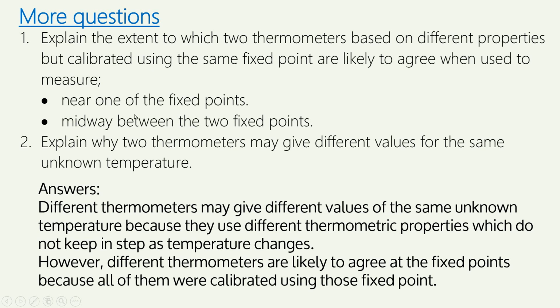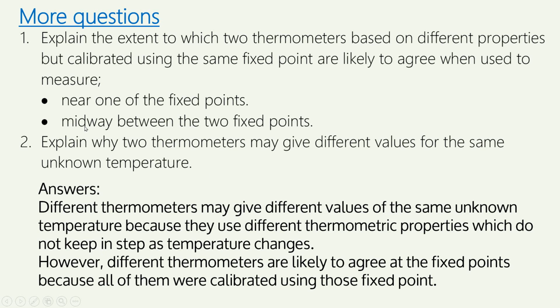I'm going to explain more about these concepts when we look at the different types of thermometers. But understand that different thermometers are likely to agree at the fixed points because they were all calibrated using those fixed points. So at the fixed points, they all measure the same temperature. But as you go further away from the fixed points, they start measuring different temperatures of the same object, so there will be a deviation. The reason is because the thermometric properties do not keep in step as the temperature changes.